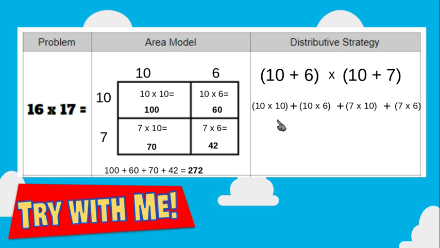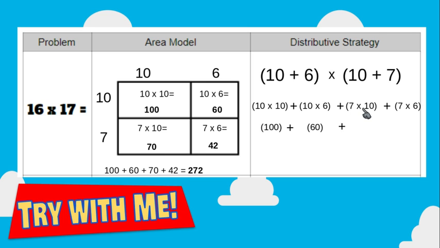Now I've just got to find the products of each set. So 10 times 10, I know 1 times 1 is 1, 1 place mover, 2 place mover. Bring down my plus. I'm going to do 10 times 6. I know that 1 times 6 is 6. With 1 place mover is going to be a 60. Bring down my plus sign.